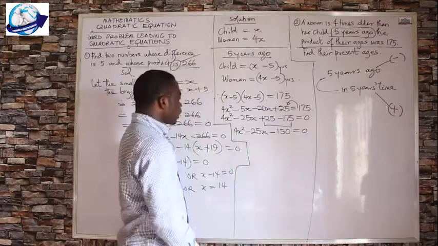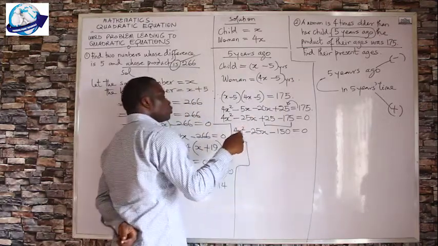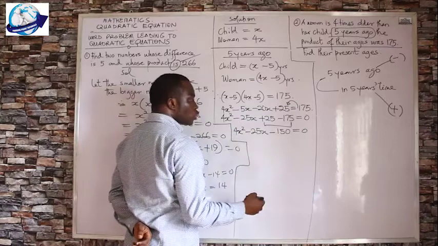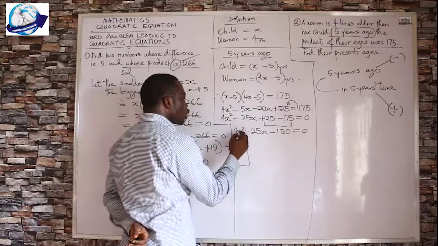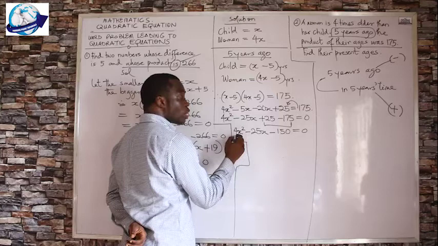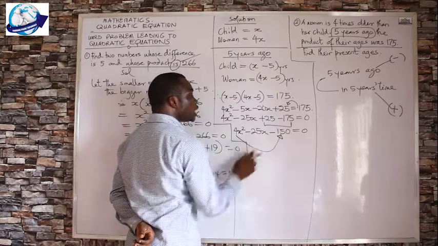We want to look for two numbers. If we multiply them, we'll get minus 150. No. Why? Because the coefficient of x squared is greater than 1. So the 4 goes to multiply 150.